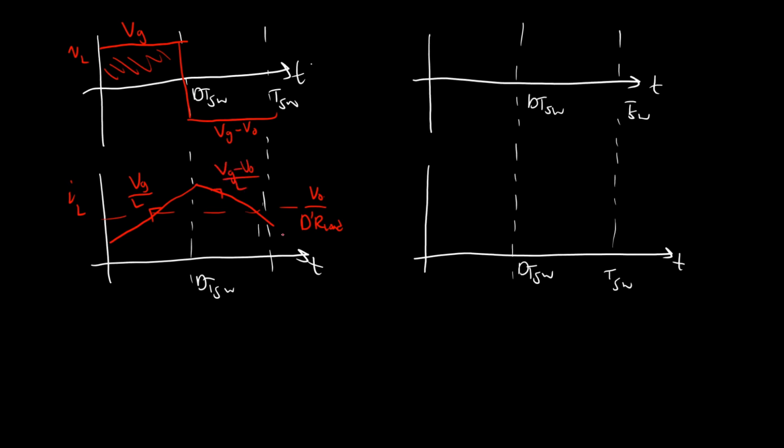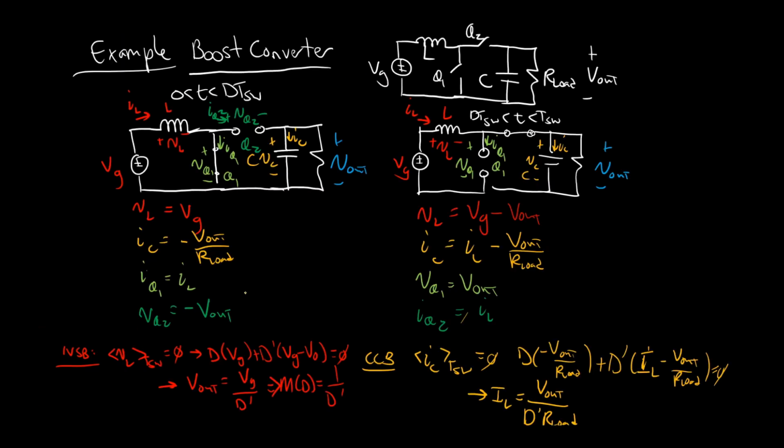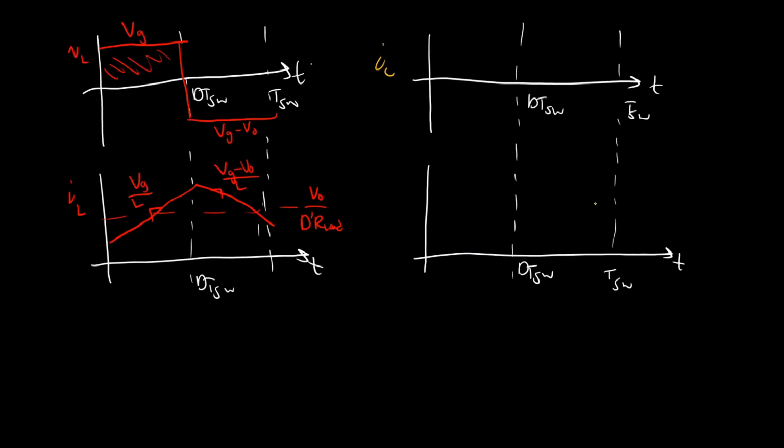Perfect, okay. The capacitor current, IC. In the first subinterval, it's equal to minus V out over R load. In the second, it's equal to IL minus V out over R load. Notice this is a time varying signal, right? So in the first subinterval, it is equal to minus V out over R load. And in the second subinterval, it's equal to the inductor current, this thing, minus V out over R load. So this average, you can write as V out over R load, D prime, minus V out over R load.